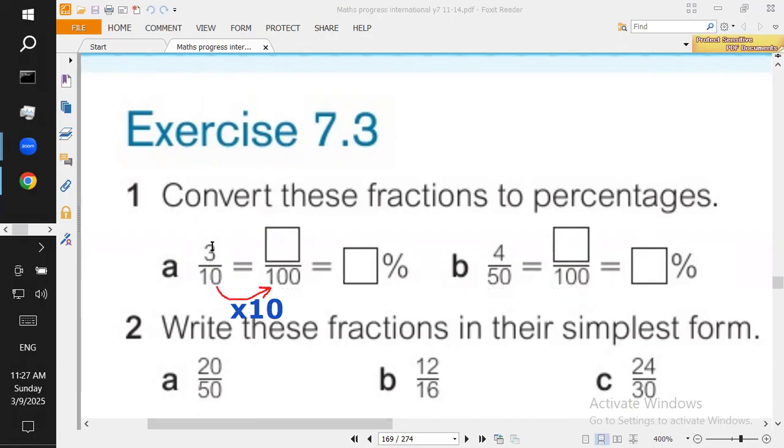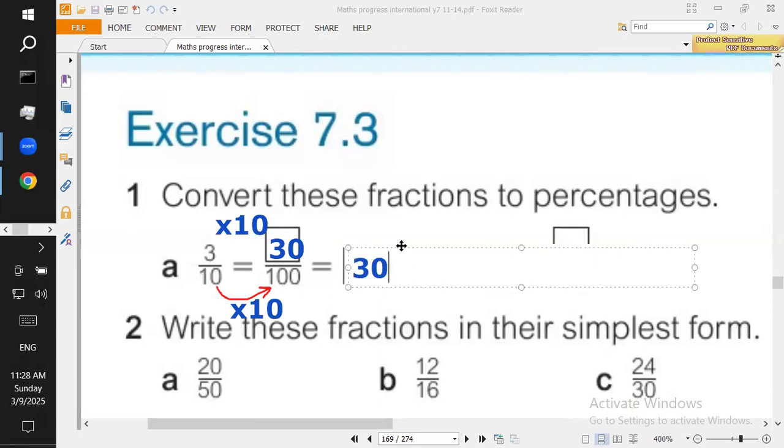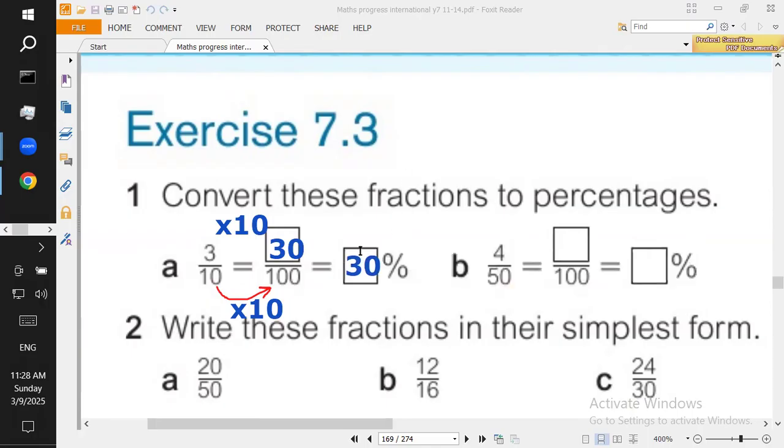Same idea for the numerator. We're going to multiply by 10. So 3 times 10 will be 30. Now I have a fraction out of 100, which is 30 out of 100. This means to turn it into a percentage, I just write 30 over here, and the percentage is 30%.